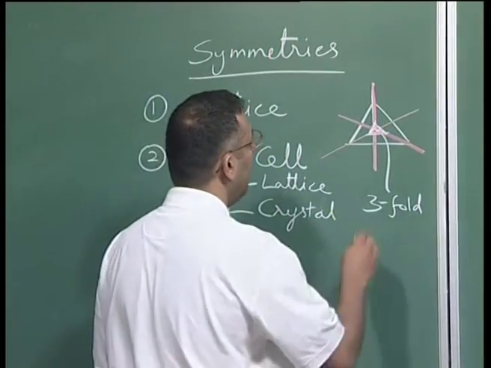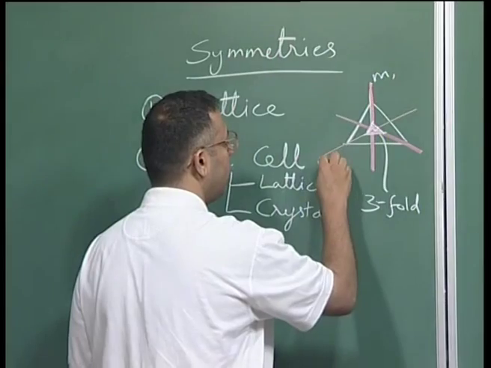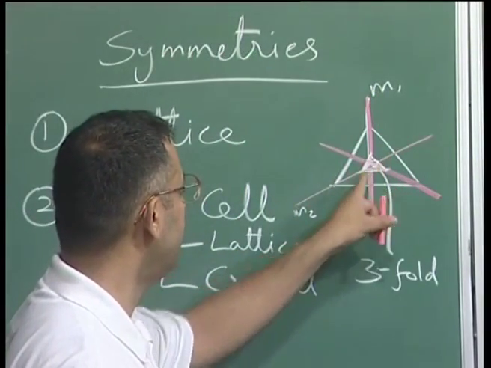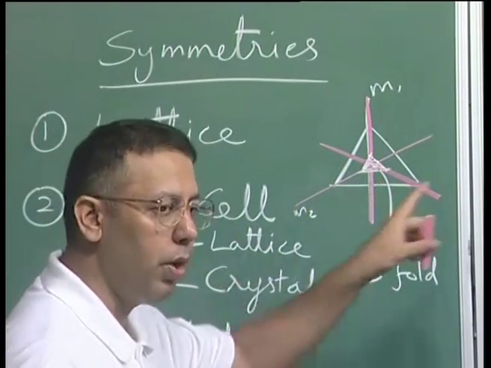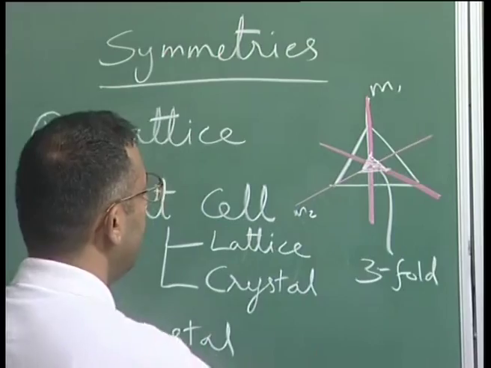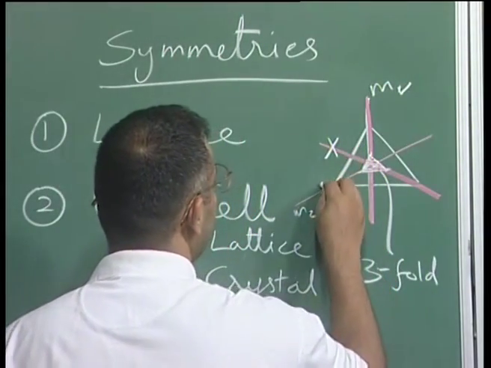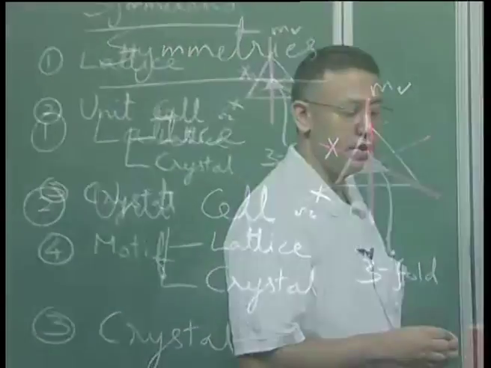On the other hand, suppose I call this mirror 1, do I need to consider this as mirror 2? No, because this mirror 1 on the operation of 3-fold comes down to mirror 2. But when I put this motif on top of the lattice, the only surviving mirror would be this vertical mirror. If I call it V, this mirror and this mirror would be lost. Therefore, I would have a symmetry of the crystal as m. So the symmetry of the lattice was 4mm.